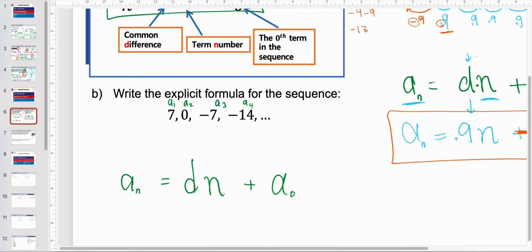Now how to find the distance? First of all, let's try to find this distance. You have to take the first two terms and subtract them. Always a2 minus a1, so the second term minus the first term. In this case, 0 minus 7 is going to be 7 but negative. And that's correct, because to go from 7 to 0, you have to subtract 7. To go from 0 to -7, you have to also subtract 7. You need to do the same for all the terms, and it should be the same. If it was different at any term, it's not an arithmetic sequence anymore.